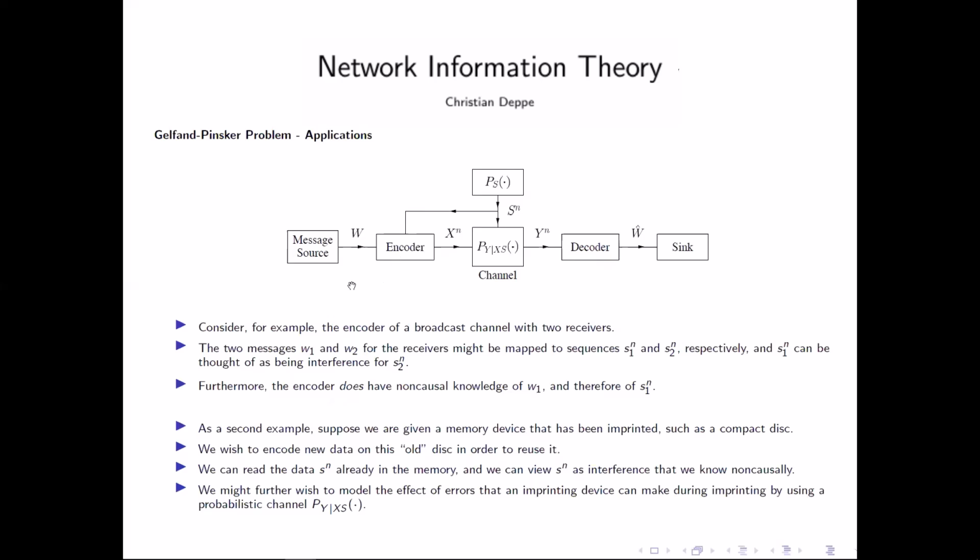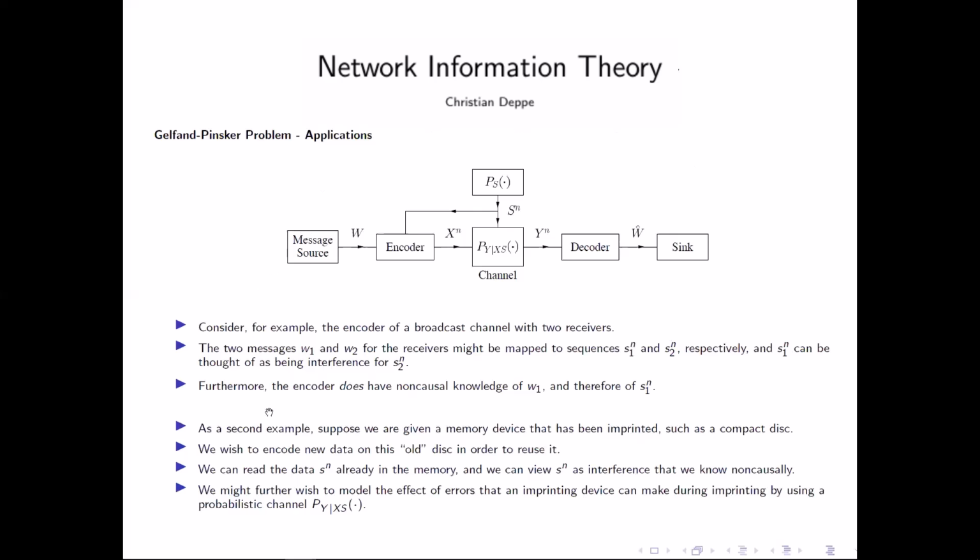Yes, it is. So for example, you can regard the encoder as an encoder of a broadcast channel with two receivers. Then the two messages W1 and W2 for the receivers might be mapped to sequences X_1^n and X_2^n. And X_1^n can be thought of as being interference for X_2^n. Furthermore, the encoder does have non-causal knowledge of W and therefore of X_1^n. So it's exactly this model here.